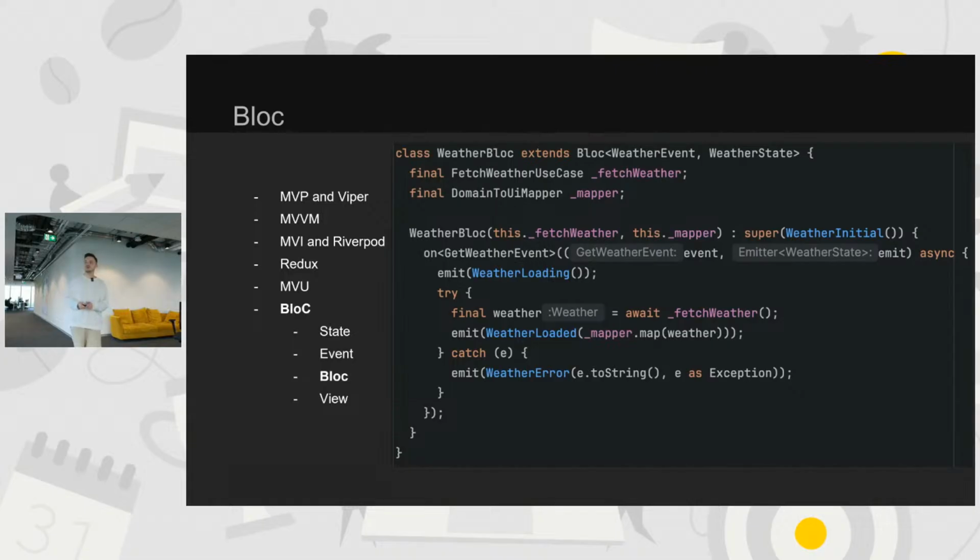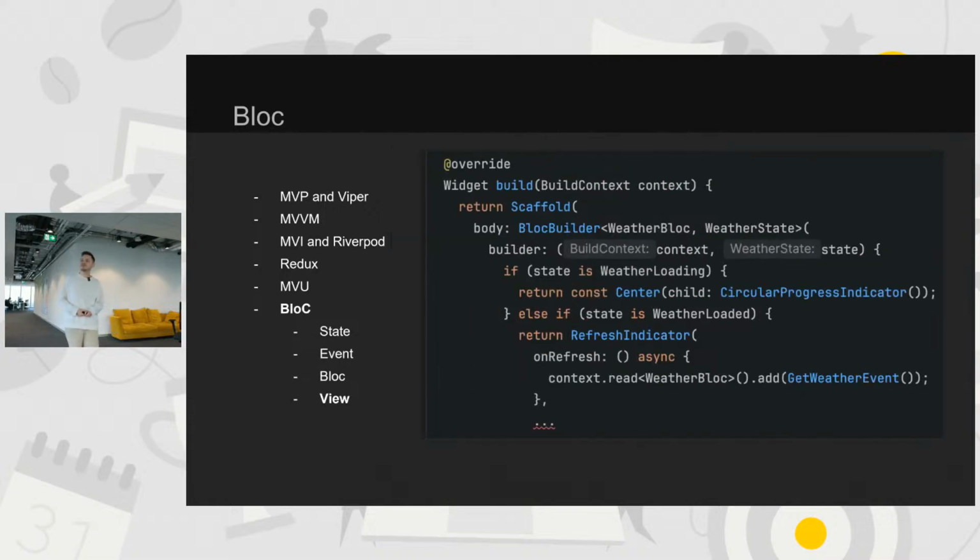Here is our BLoC structure. By using this on method, we can listen to particular events. This example demonstrates that we listen to this get weather event, then emit that we keep some kind of loading, emitting weather loading. And again, fetch weather by using this use case, map this, and emit that we responded with something. So weather loaded allows us to do that. The same with weather error when we have some kind of error.